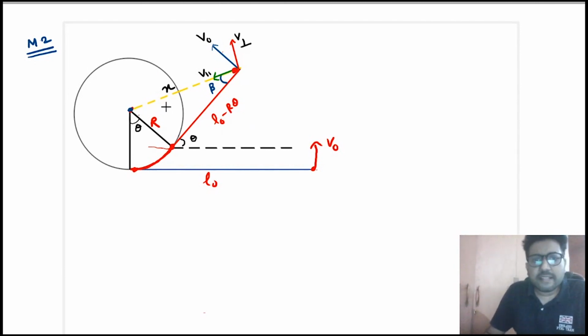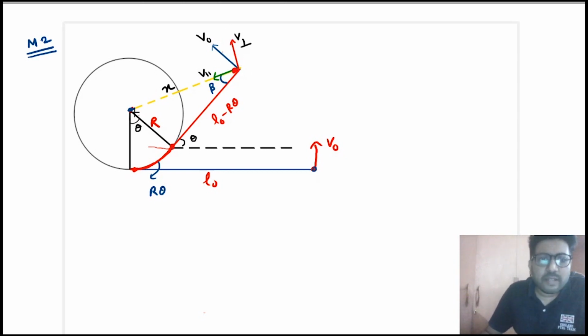So let at any instant, the distance between the center and the disk is x, and the speed v0 is not changing. So this v0 is perpendicular to the thread at any instant. Now let us resolve this velocity into two components. One we will call v perpendicular.